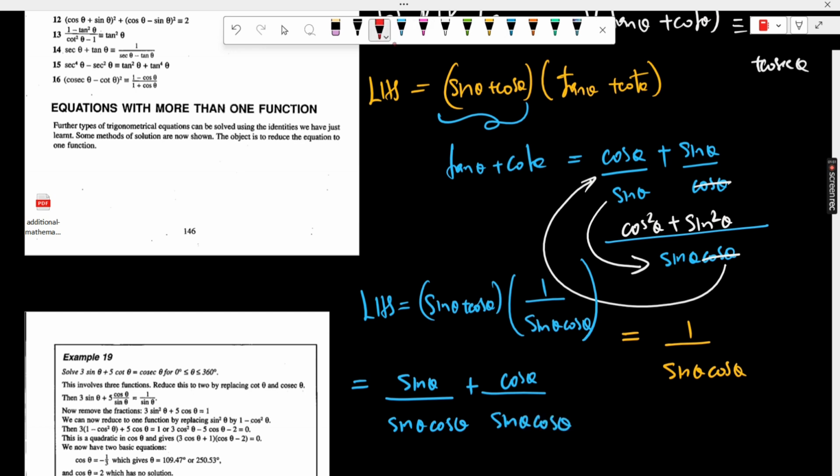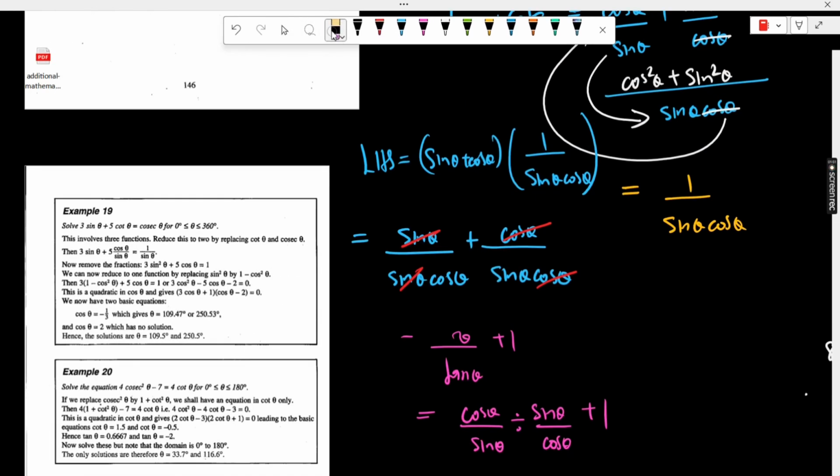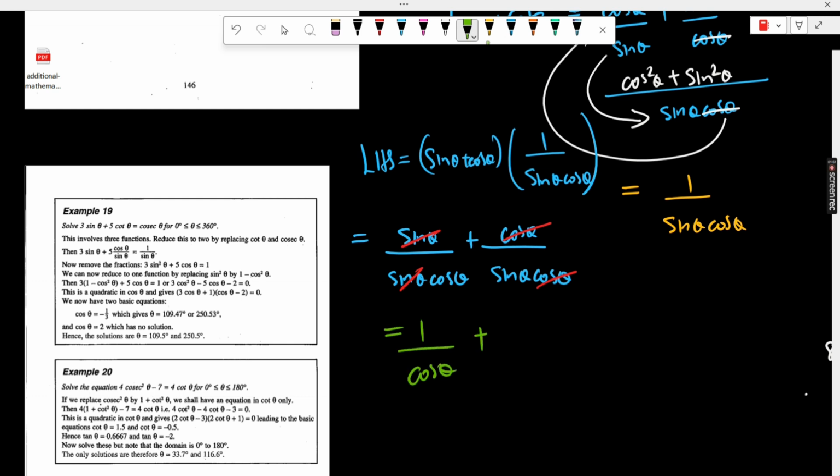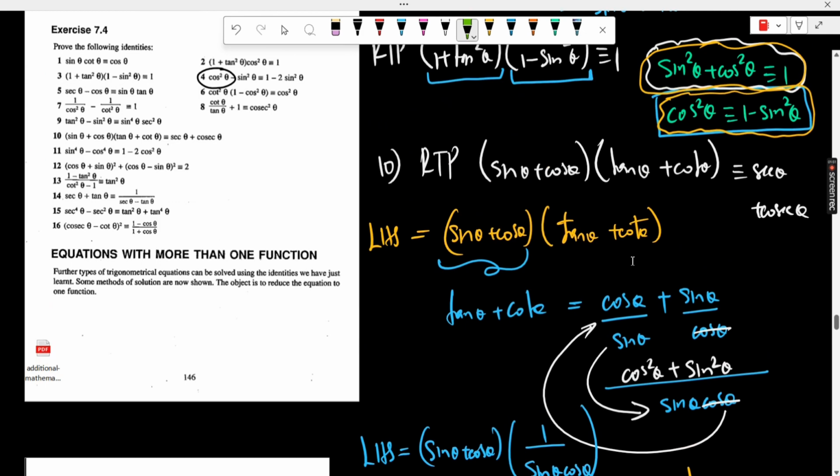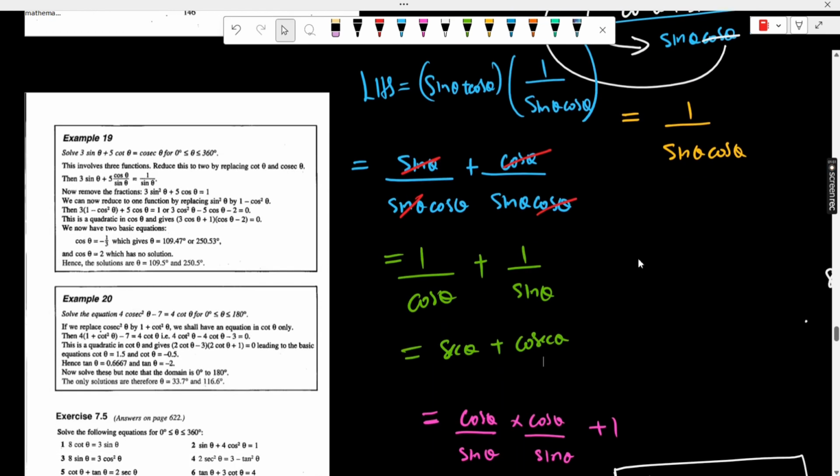From the first term, sine theta will cancel the sine theta, and from the second, cos theta cancels the cos theta, so what I'm left with is 1 over cos theta plus 1 over sine theta, which of course I know to be sec theta plus cosec theta. And I think that is what was on the right-hand side, yes. So that is equal to sec theta plus cosec theta, and therefore I have proven my trig identity.